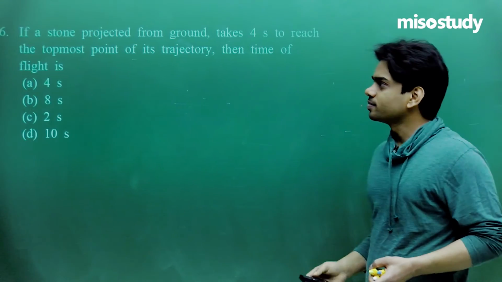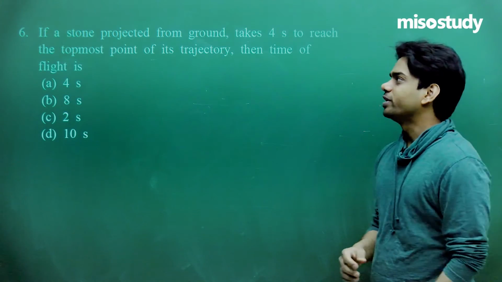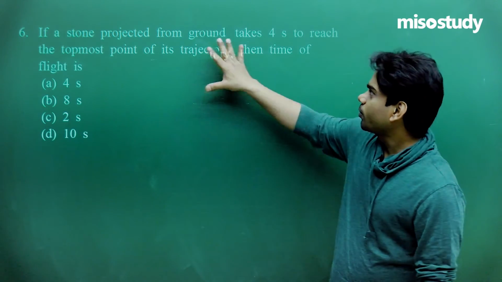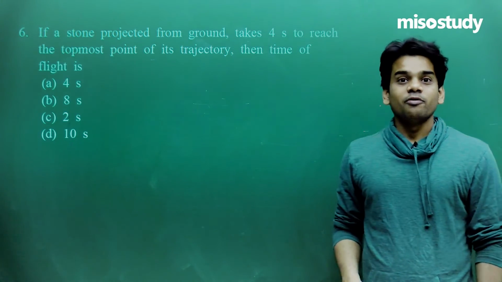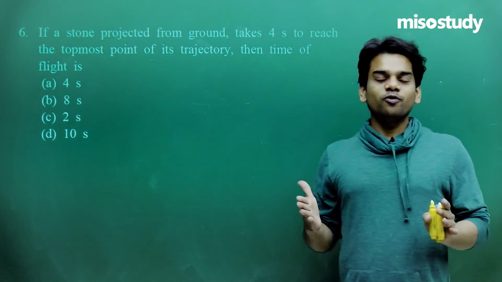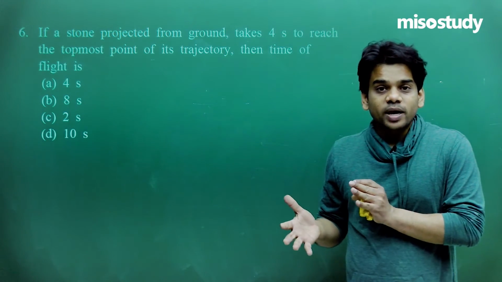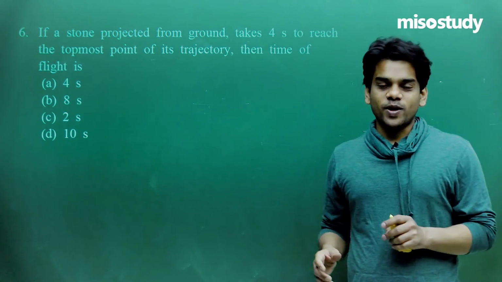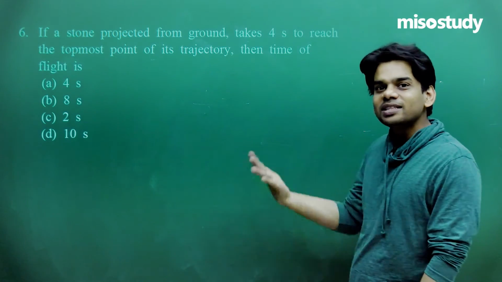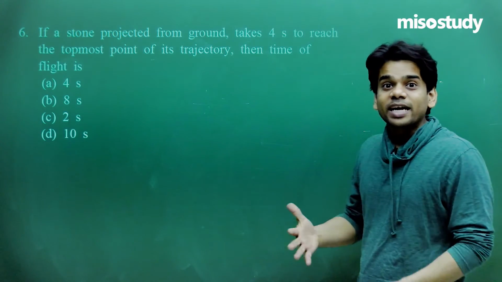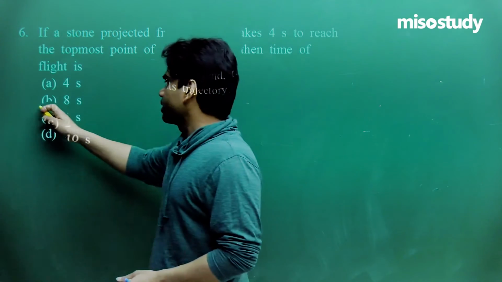Question number 6. If a stone projected from ground takes 4 seconds to reach the topmost point of its trajectory, then time of flight? First of all, let me tell you, if the time of flight is capital T, to reach the maximum height, the time taken is just half of the time of flight. Now here it's given that it takes 4 seconds to reach the topmost point, that is, half the path is covered in 4 seconds. You know that that is half of the total time of flight. So total time of flight will be 8 seconds, 4 into 2, 8 seconds.